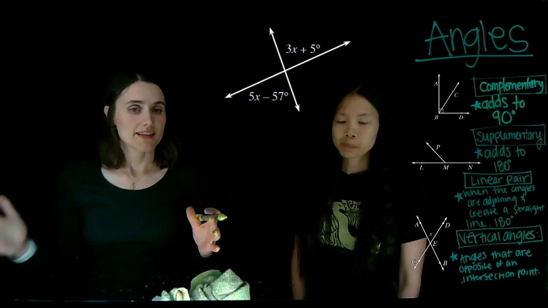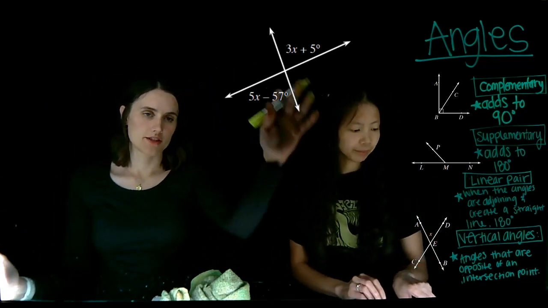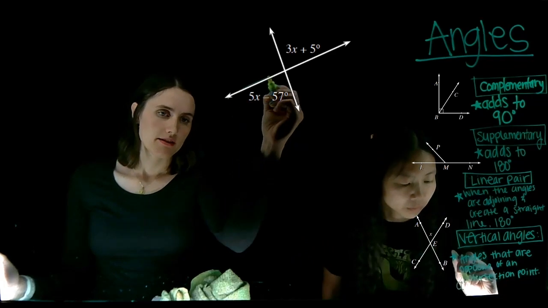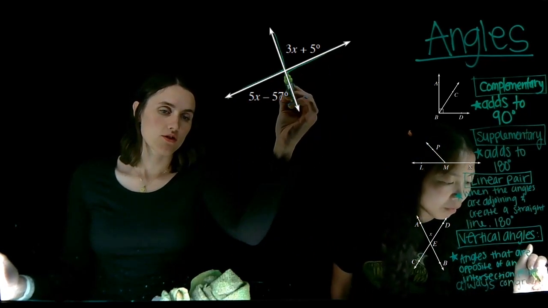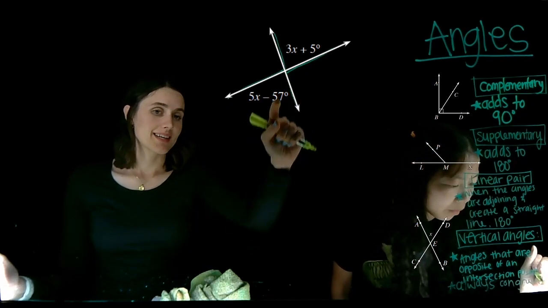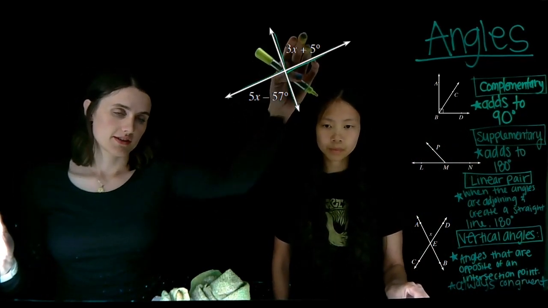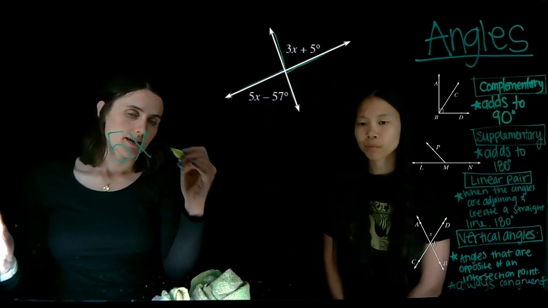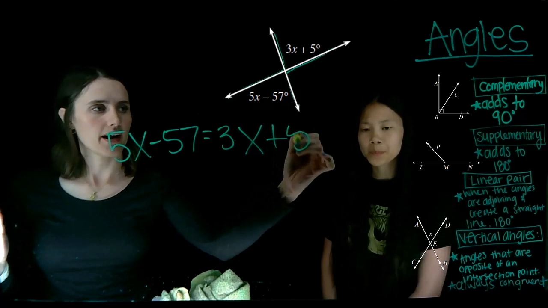Now that we understand the definition of vertical angles, we can use that to solve for x in this situation. We see this angle right here is vertical angles with this angle up here. So we know that 5x minus 57 is equal to 3x plus 5. They are opposite of the point of intersection. So we can say 5x minus 57 is equal to 3x plus 5. And we can solve this.